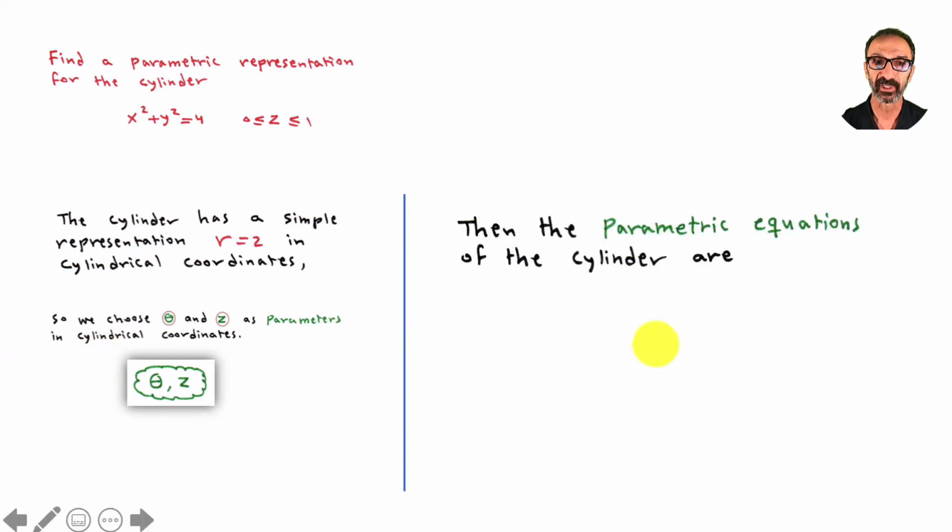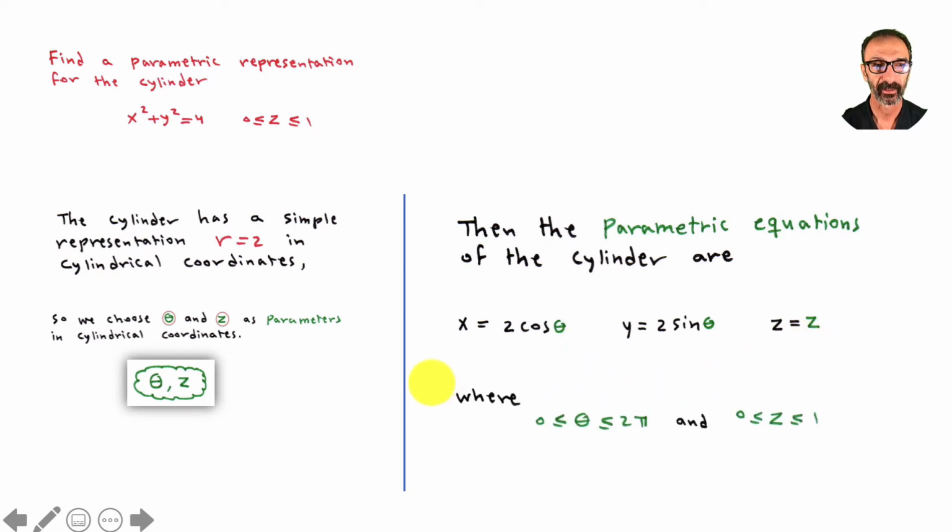Then the parametric equations of the cylinder are x equals 2 cosine theta, because r is 2, y equals 2 sine theta, and z equals z. That's how we use the cylindrical coordinates, where theta goes from 0 to 2 pi and z goes from 0 to 1.